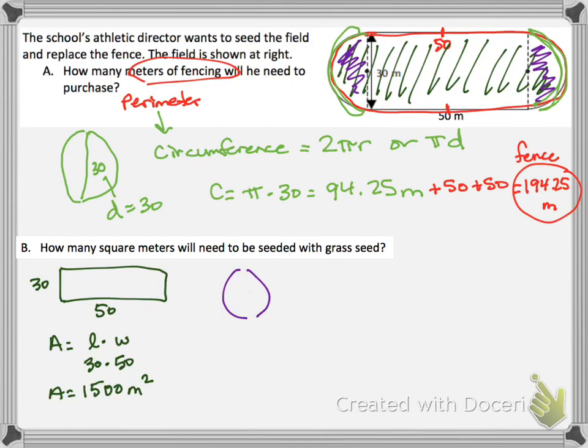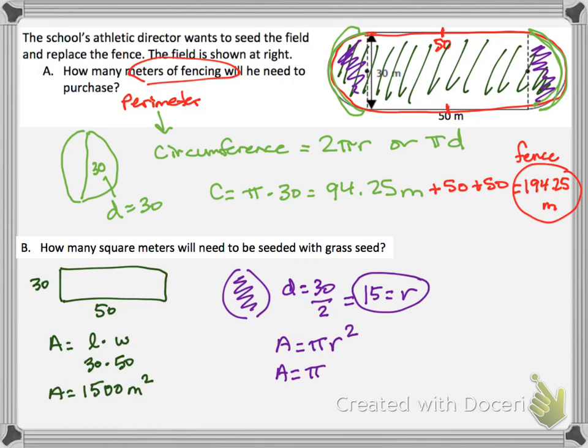Again, when we put those two pieces together, we end up with a full circle that has a diameter of 30. If I divide that by 2, I get a radius of 15. The area of a circle, which is going to be the grass, is pi r squared. So I'm going to have pi times 15 squared. So 225 pi is going to be 706.86 meters squared.